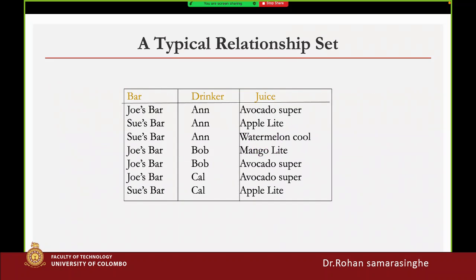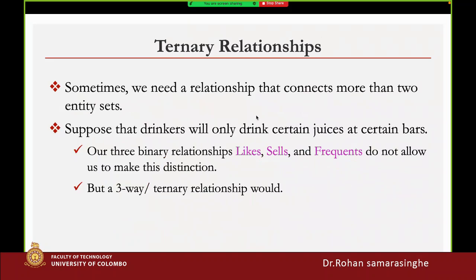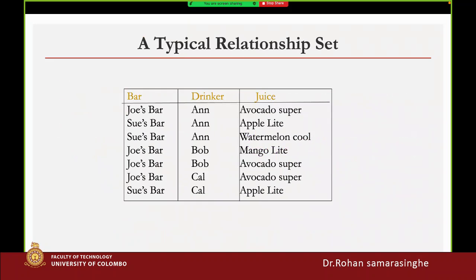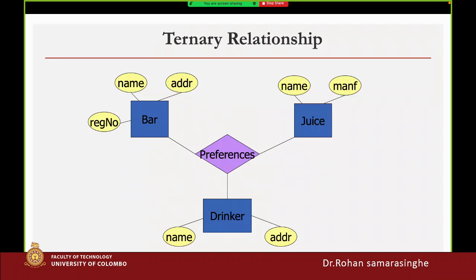So these are the typical relationship sets. Anna comes to these bars, Joe's bar and Sue's bar, and uses avocado super, apple light and watermelon cool. Also Bob uses, from this bar, mango light and avocado super. And Cal uses the avocado and apple light at Joe's and Sue's bar. So this is a typical relationship set we can find.